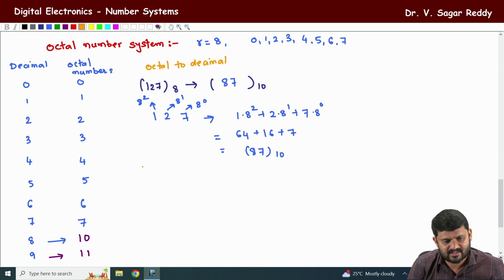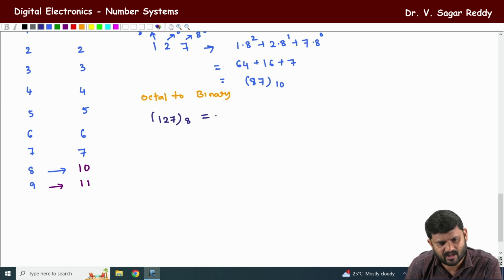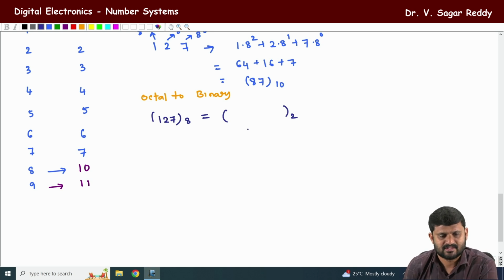Like that, I'll convert octal to binary. Take the same number 127, an octal number, and convert it into binary, radix 2. Just now we discussed that each digit in the octal number system is represented with 3 bits in binary. So now we have 127.